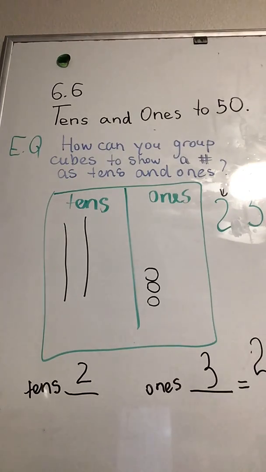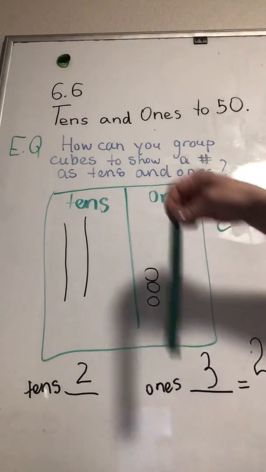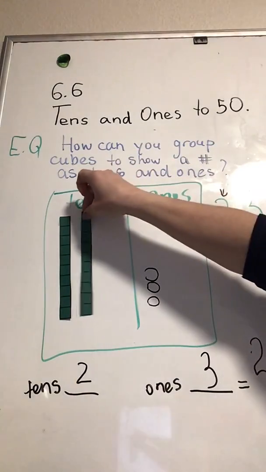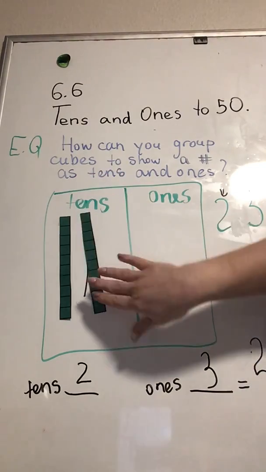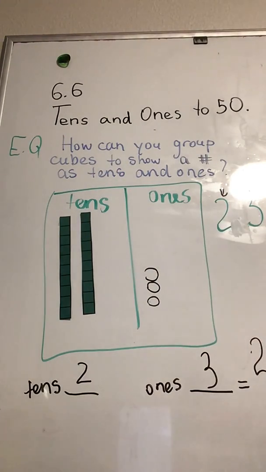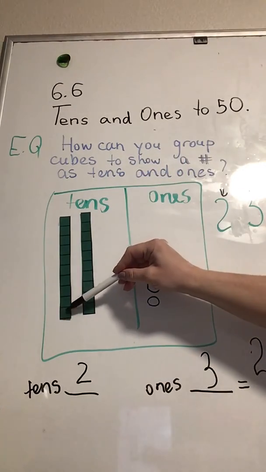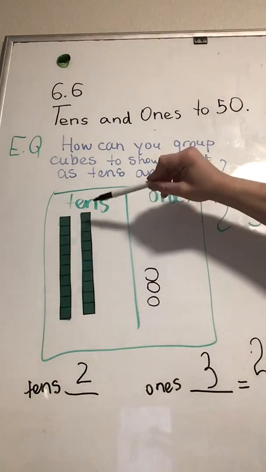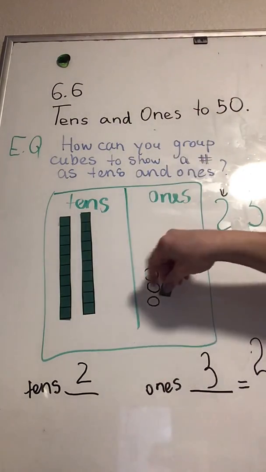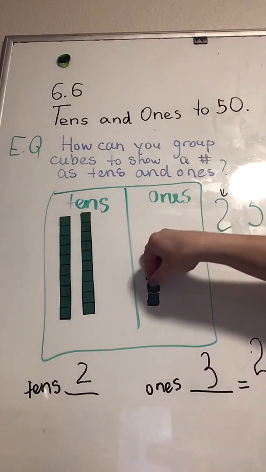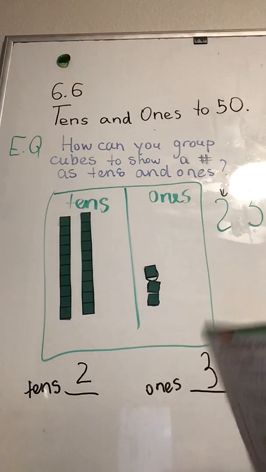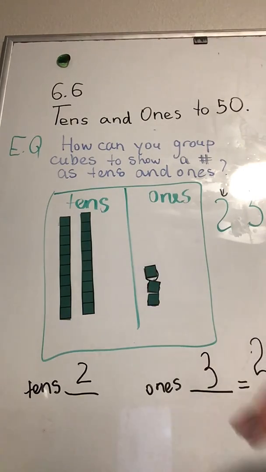I could do that with my skinnies and bits. I could do it with my model. So 1 ten, 2 tens. And this is how I know that this is 1 ten. Each skinny will have 10 cubes. 1, 2, 3, 4, 5, 6, 7, 8, 9, 10. So I know this one is 10 and this one is 10. 10, 20. And then I'm going to do my bits. 21, 22, and 23. Just like that, Mrs. K showed you the number 23 with skinnies and bits.